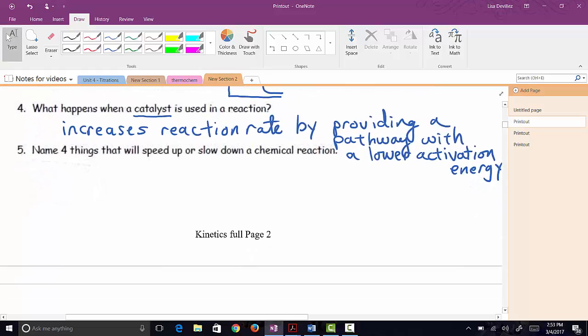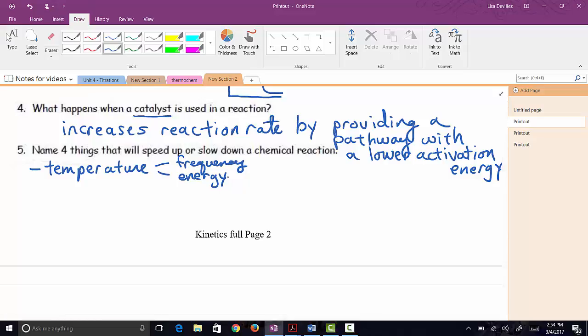All right, so 4 things that will speed up or slow down a chemical reaction. So changing the temperature, because changing the temperature is going to change the kinetic energy of the particles. So changing the temperature will affect the frequency of the collisions and also the energy of the collisions. So raising the temperature, we're going to increase the frequency and the energy of the collision. So that would speed up the chemical reaction.